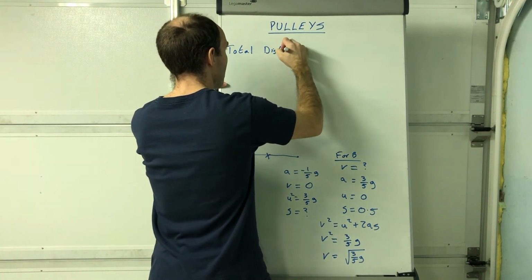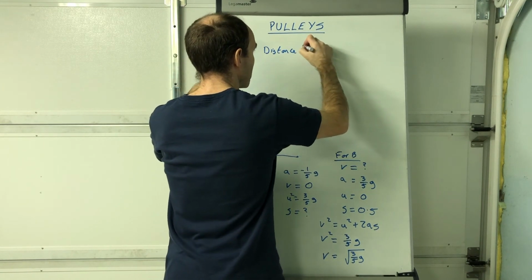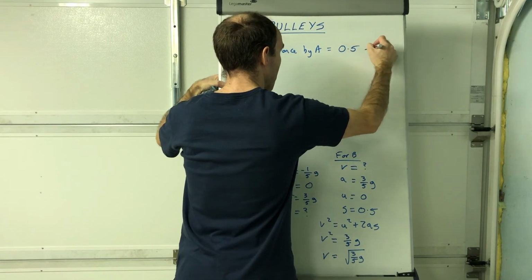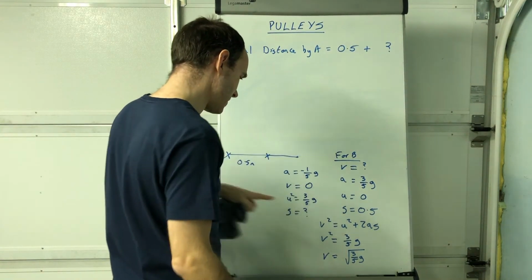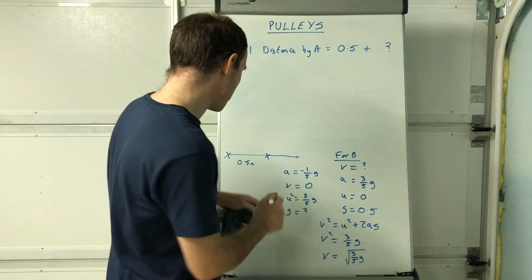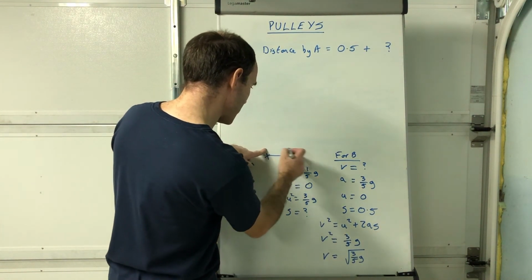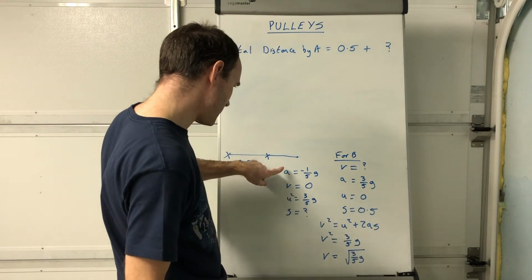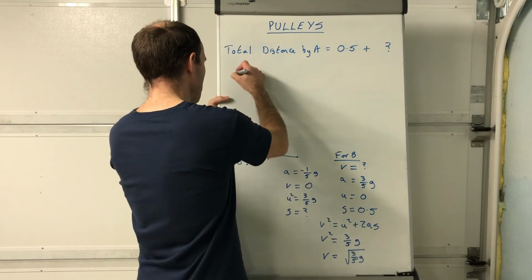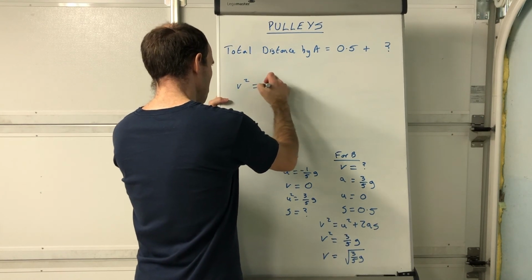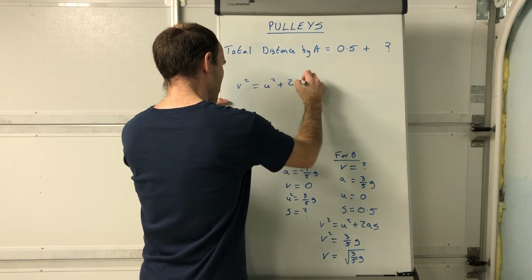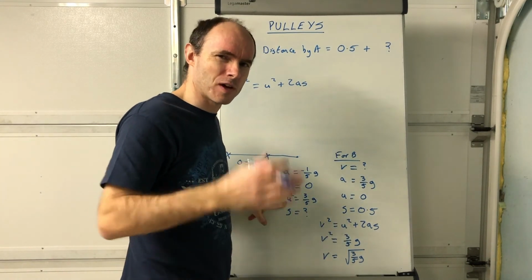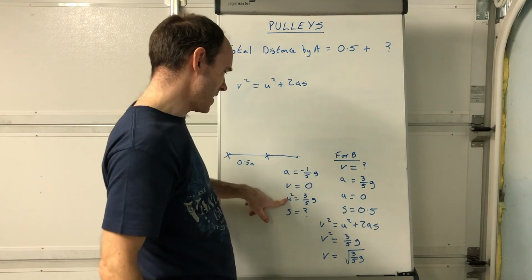So the total distance moved by A is equal to the 0.5 meters added to this value of s here, which we'll get from there. We can do that using a, v, u, s, and the equation to use there is v squared equals u squared plus 2as. You probably wonder why I put the u squared there, but when you have enough experience, you kind of know what equation you're going to be dealing with, which is why I left it like that.